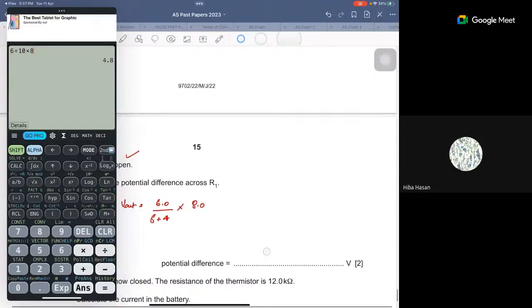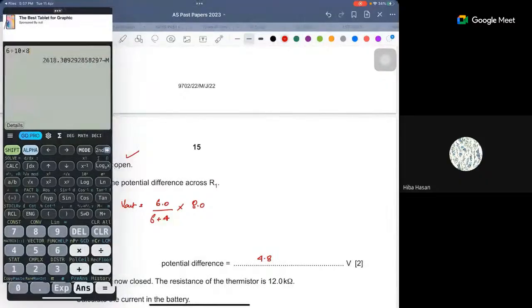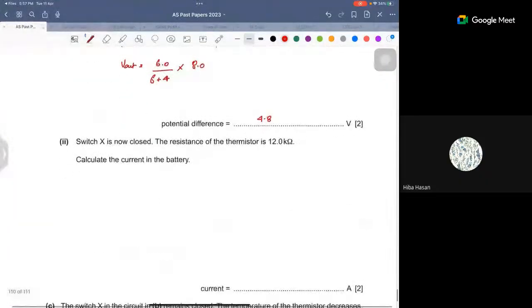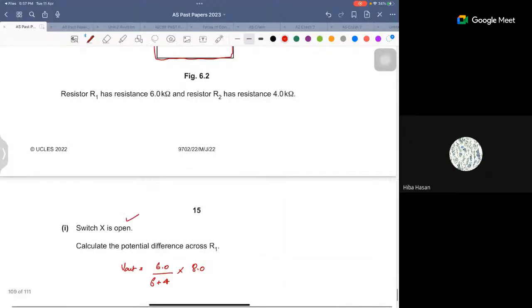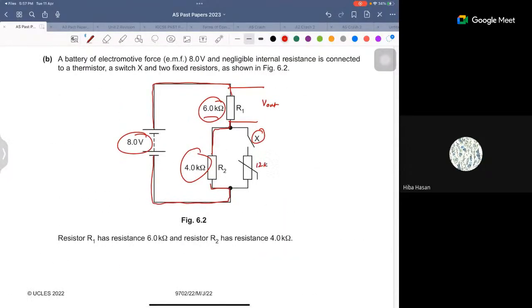So I'm getting 4.8. I think you should also get that. So this is pretty easy. And then it says switch X is now closed. The resistance of the thermistor is this. Calculate the current in the battery. Very easy. Now this is 12 kilo ohms.